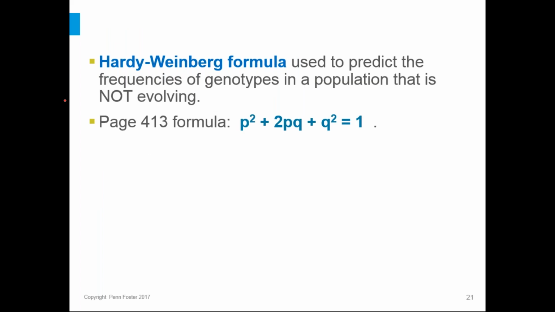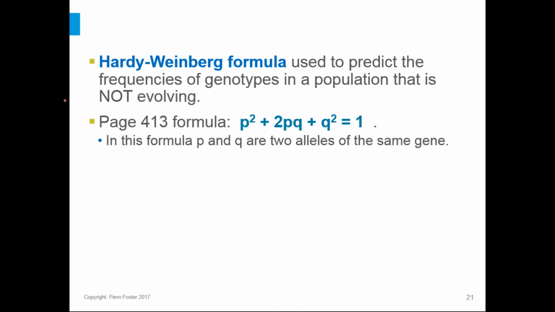the Hardy-Weinberg formula. So the Hardy-Weinberg principle can be used to predict the frequencies of genotypes in a population that is not evolving. And we see this on page 413 in your textbook. It gives this formula for finding the frequencies of genotypes in a population with 2 different alleles. The formula is p squared plus 2pq plus q squared equals 1. So what in the world does that mean?